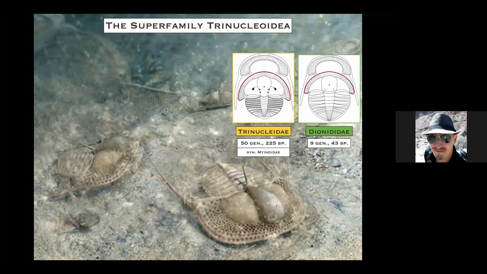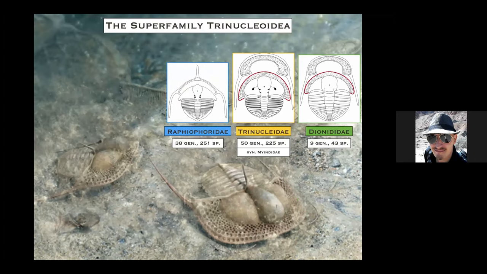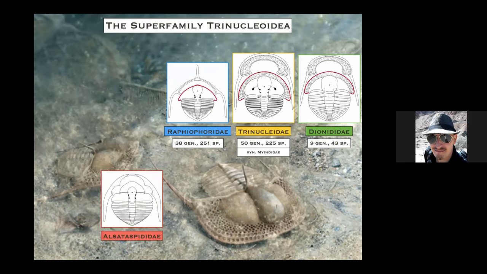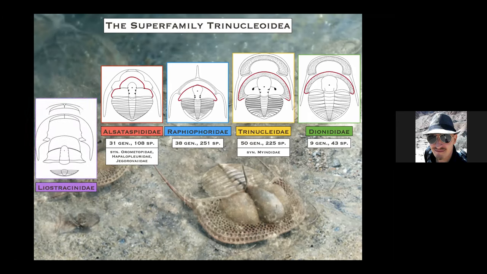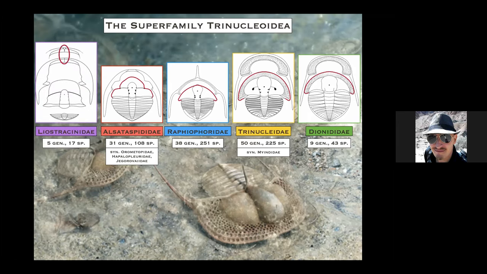The Dionididae present similar cephalic characteristics, but with a much more robust posterior body. Another successful group, the Raphiophoridae, share only with the two previous families the marginal facial suture. In turn, the Alsataspididae are more similar to the Asaphid and Ptychoparioid by having a dorsal and complex facial suture. And finally, we have the Cambrian Liostracinidae, characterized by a ventral median suture between the two librigenae.